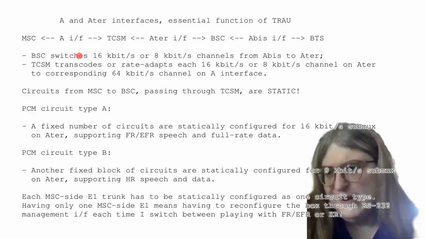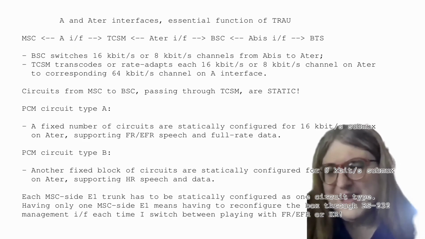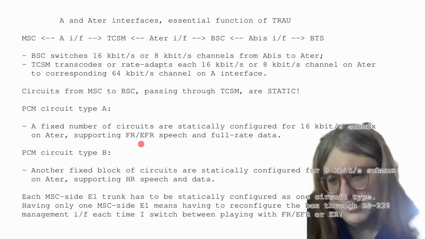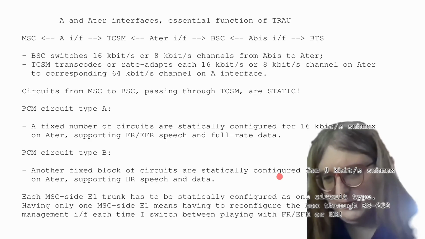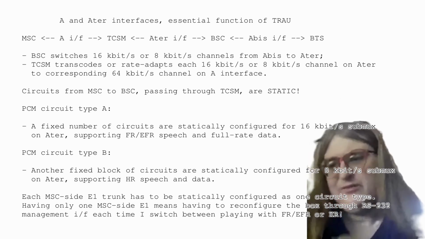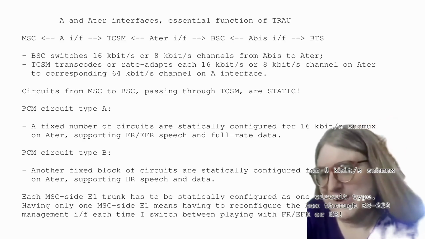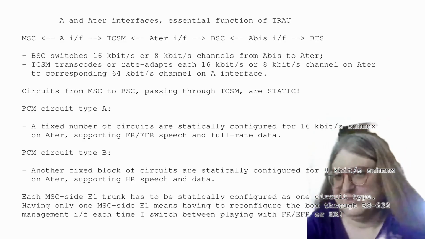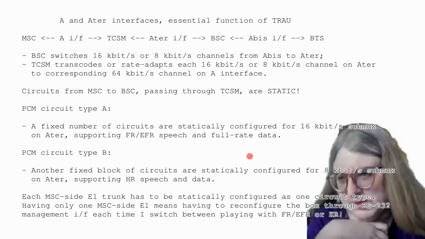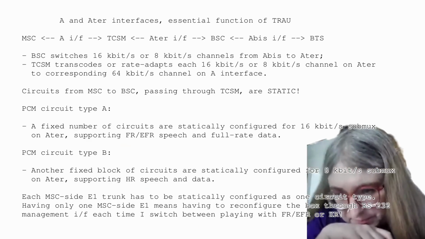But of course, in my case, I only have a single E1. I just have one. So what I have to do is every time I want to switch between playing with FR, EFR codecs and playing with HR codec, and of course I've played with all three, every time I switch between the two, I have to go into the management interface and reconfigure the TRAU, which of course is absolutely not how it's run in regular networks. That is not a standard operation. But that's how I had to do this here. So yeah, here we introduced the two basic circuit types A and B.